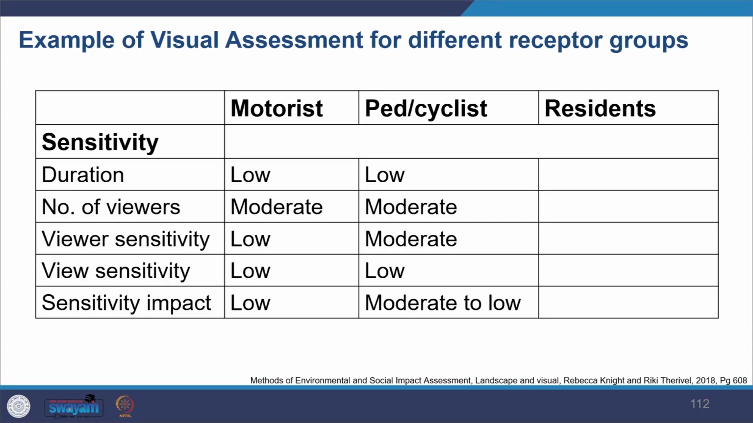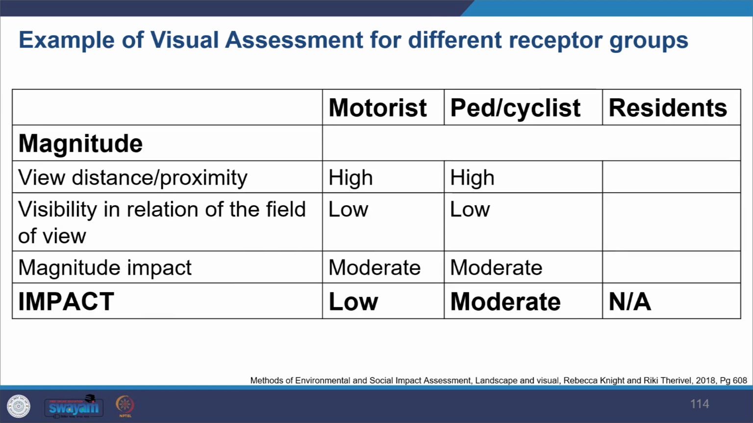So here, from one of the examples, you can see how they are looking at the sensitivity, and what kind of users, what kind of impact it would have, like motorists, cyclists, or residents over there. So how sensitive they are, and then what impact it would have on them.